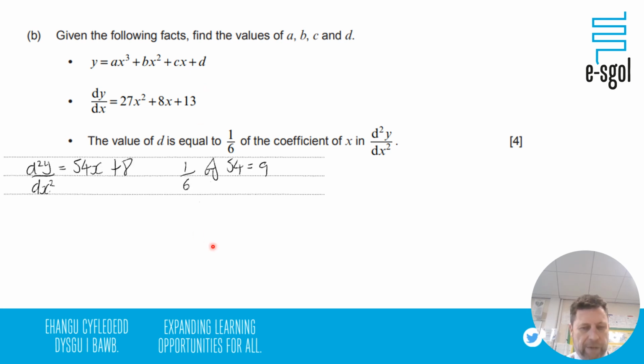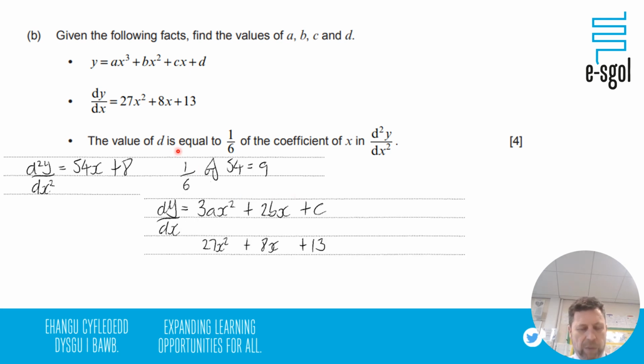So I've done that line, d2y dx squared. I've put that one in to help us with the bottom bit. I've differentiated the dy dx first to do d2y dx squared. So I actually this time worked on the bottom line first. So I've differentiated dy dx. That gave me 54x plus 8. And it told me the value of d is equal to 1/6 of the coefficient of x. Now the coefficient of x in d2y dx squared is 54. Coefficient means the number in front of the x term. The value of d is equal to 1/6 of that. So I actually started the other way around this year.